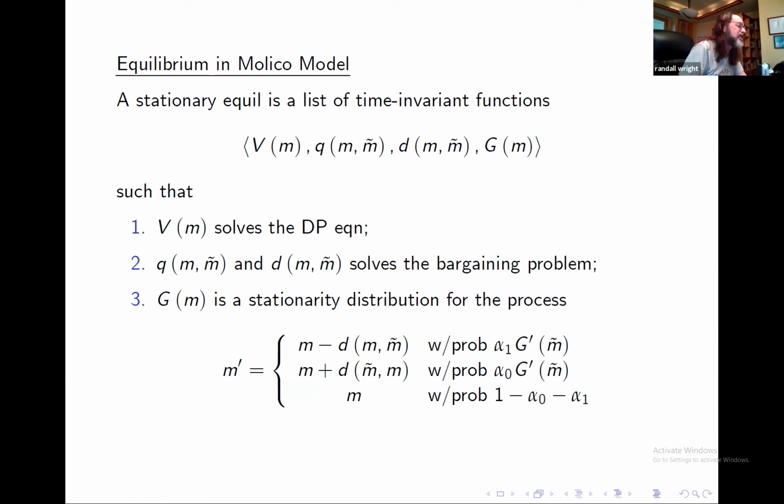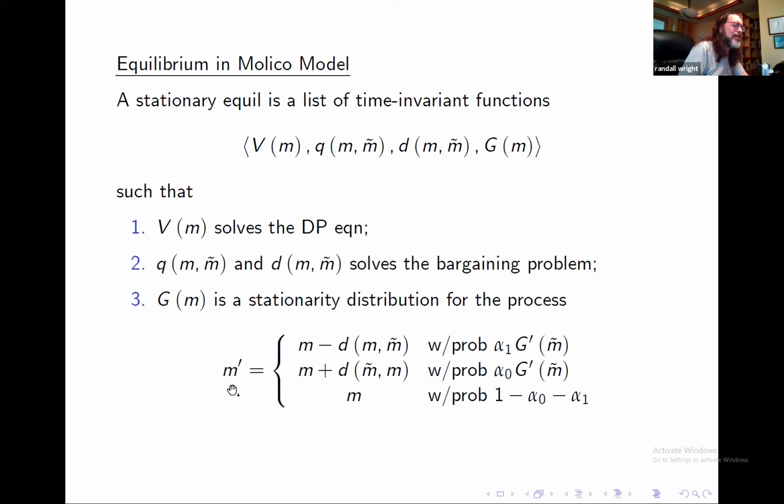That's actually kind of standard in dynamic programming. The Q and D solve the bargaining problem. That's kind of standard if we make the strong assumption, but the simplifying assumption that money holdings are observable, the bargaining is straightforward. And it's this G distribution that's kind of messy.